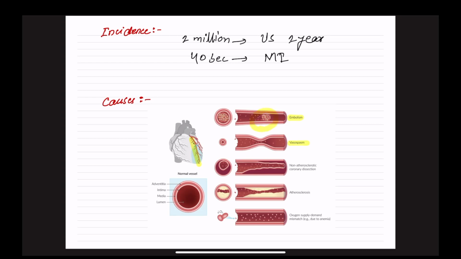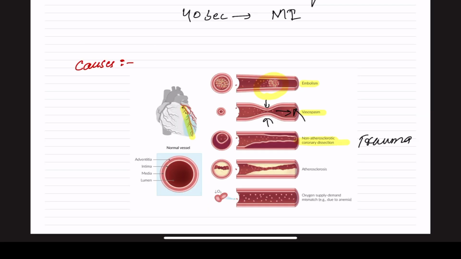The next one is vasospasm. Vasospasm means there is constriction of the coronary arteries, which again reduces the blood supply, and results in death of the heart muscles. The other one is non-atherosclerotic coronary dissection, which happens in trauma, which causes dissection of the coronary arteries.